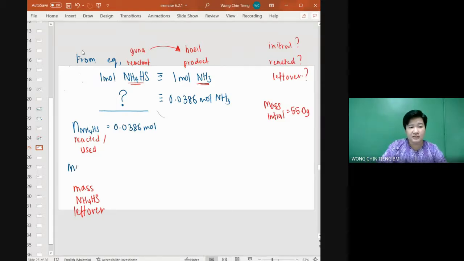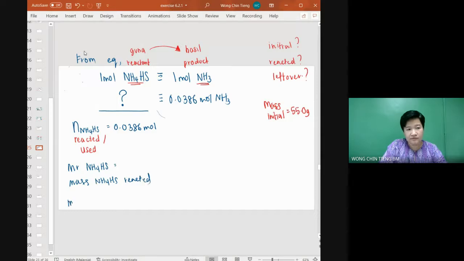So you definitely need the molar mass. From the molar mass, then you will be able to calculate the mass. Mass reacted first. Then you can calculate the mass left over, or mass at equilibrium. The molar mass calculated, by the way.